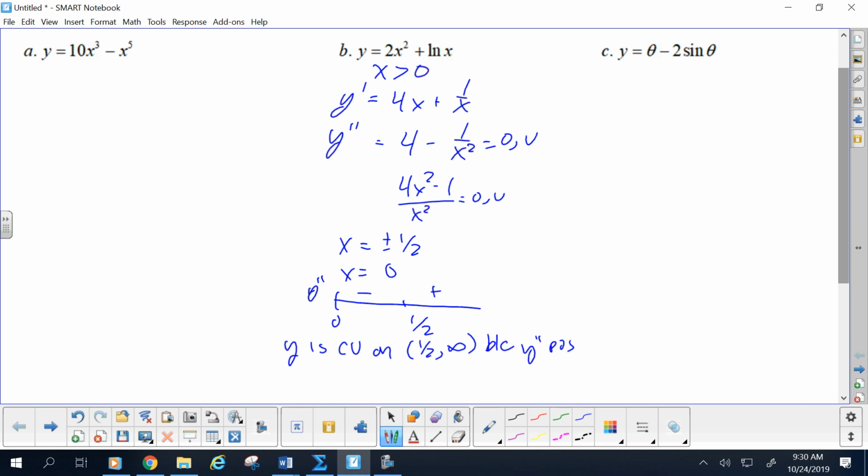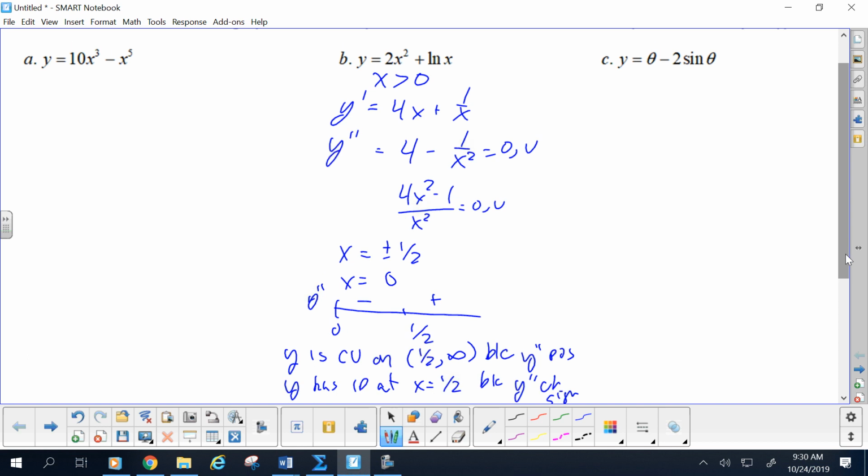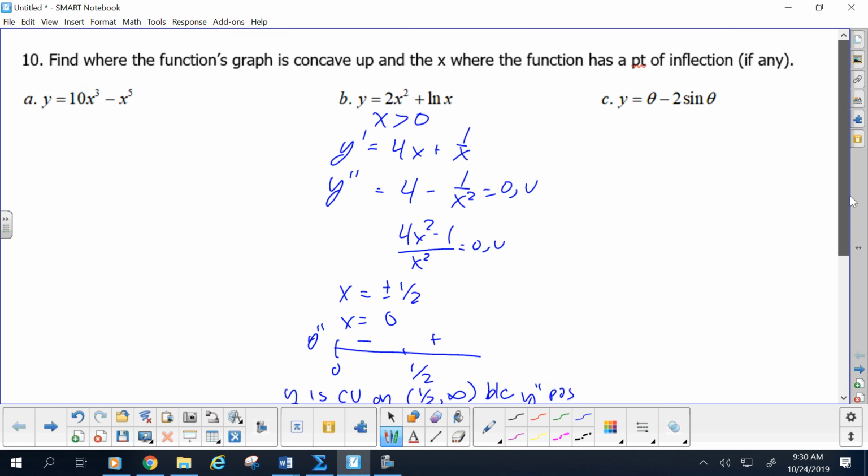What about the inflection point? y has an inflection point at x equals what? 1/2, because y double prime changes sign. That's not a requirement, y prime equals 0. Right, y double prime changes sign. Normally for an inflection point you have to find the x and the y, but in the directions I threw you a bone and said only the x. I wanted to take it easy on you because I'm a sweetheart of a guy.